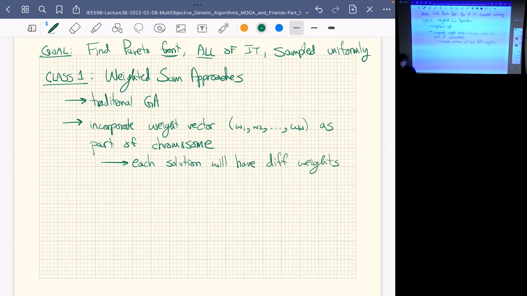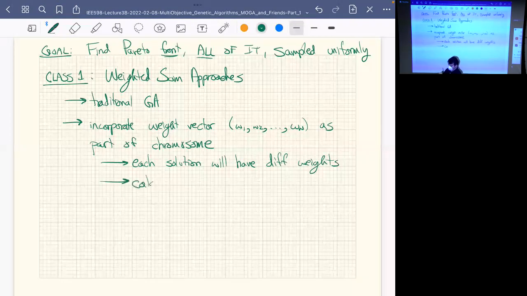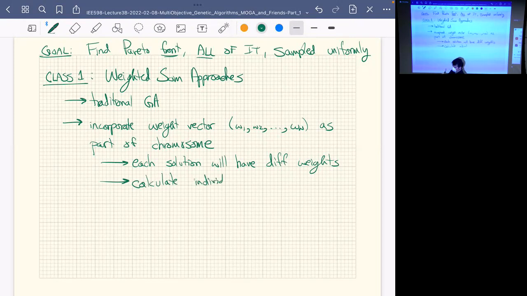And then we calculate the fitness of each solution based on its weights. This is a little weird in that each individual gets a different fitness from the others. So we'll calculate individual fitness with that individual's weights.